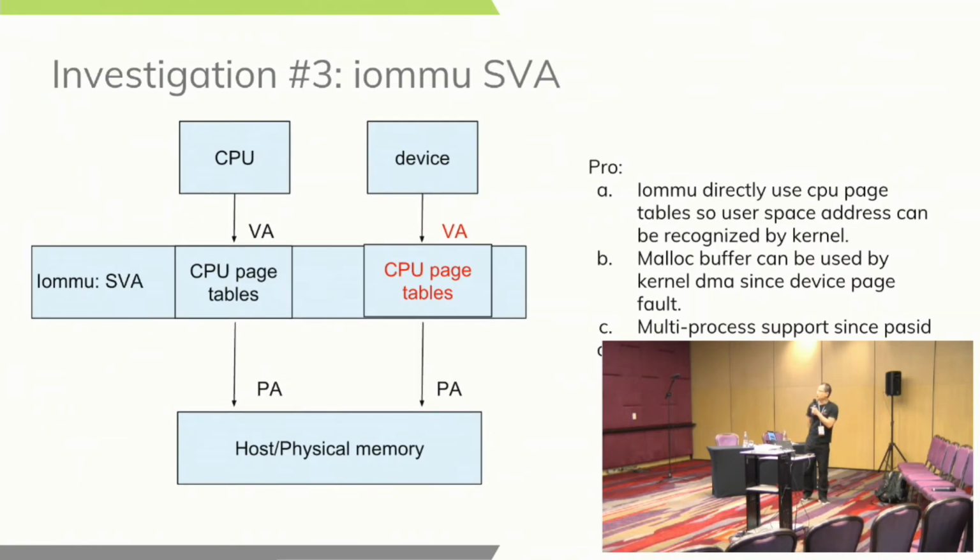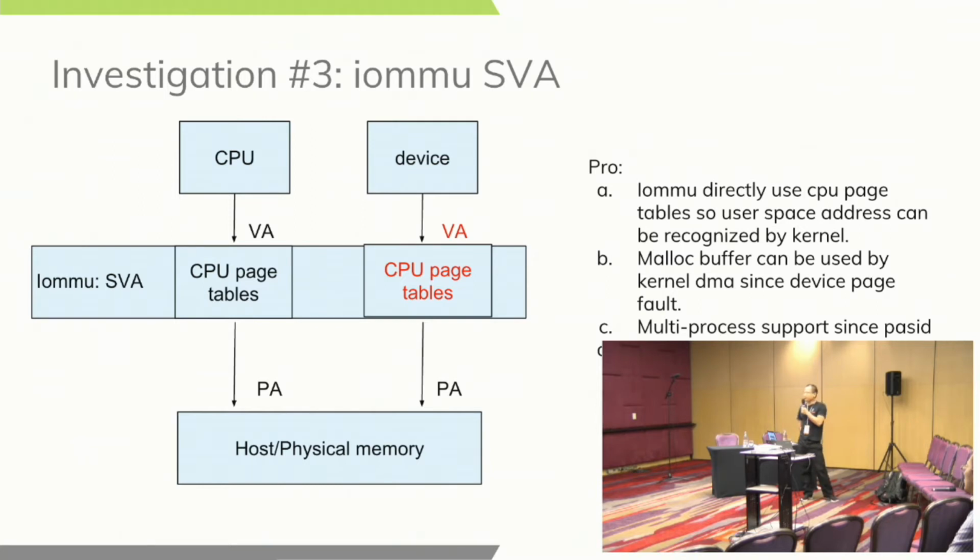Then next is the SVA feature. SVA is a new feature. SVA means shared virtual address. Some MMU architectures call this SVM, shared virtual memory. That's the same meaning.